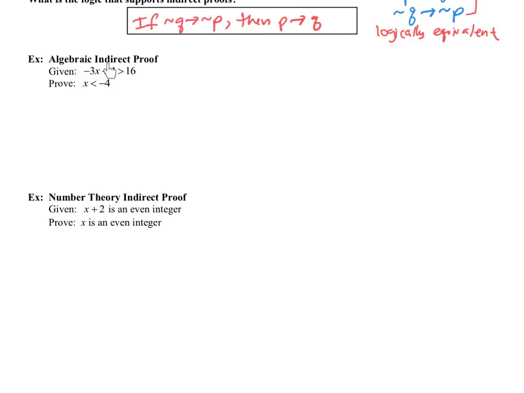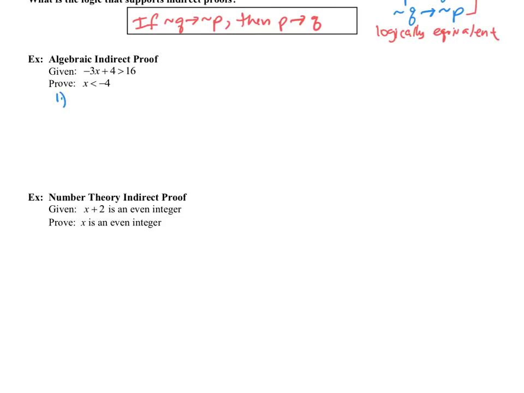Let's start with an indirect proof that involves some algebra. So this first one, we're going to assume that negative 3x plus 4 is greater than 16. What we're going to prove is that x is less than negative 4. All right, so it's a three-step process. If you look up at your notes, step number 1 said, assume the negation of the proof statement. So the negation of x is less than negative 4 is to say x is not less than negative 4.